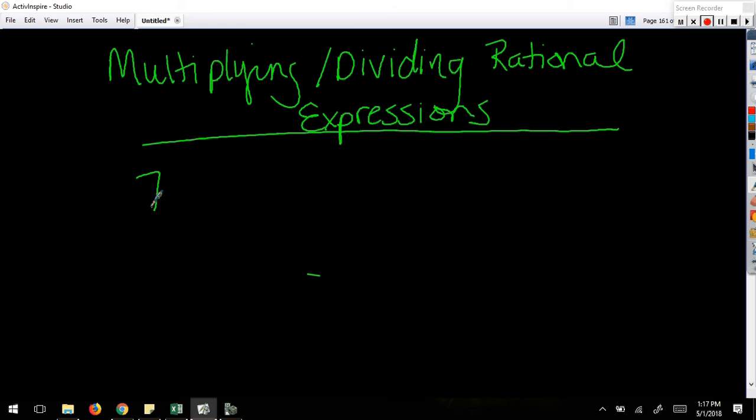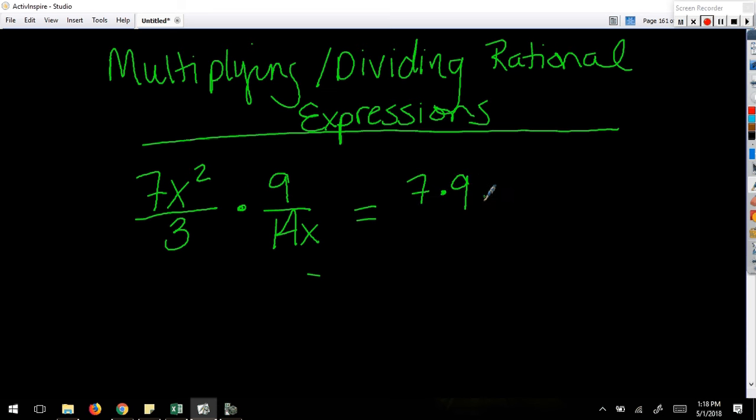Let's say I have something like 7x squared over 3 times 9 over 14x. When you multiply fractions, it's important to remember that you can multiply straight across. I'm going to leave them chunked up like this just for a minute because it may be beneficial before I actually multiply the numbers. Just out of good math manners, I'm going to put the constants in front, and I literally just go straight across, multiplying.